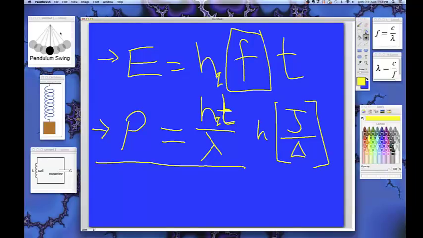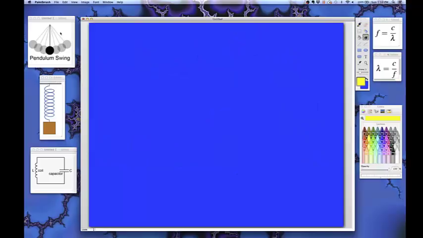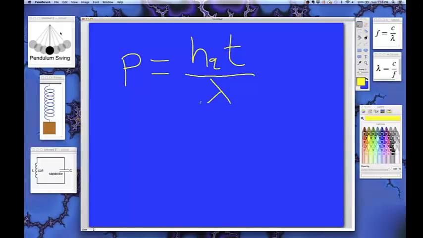So I'm going to rewrite this. Momentum equals h_Q times T over lambda. Then I divide both sides by T, and these two cancel. Now momentum divided by time is force, so now I have a force equation, which is really neat. And then I've got h_Q.